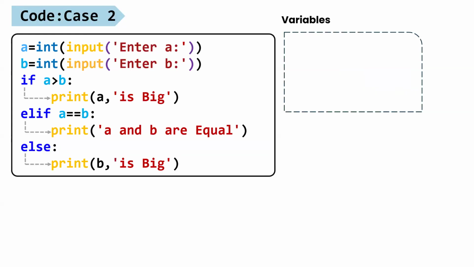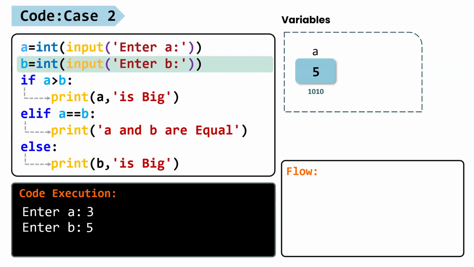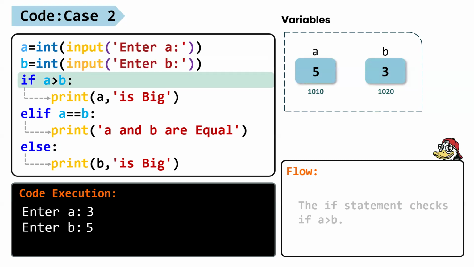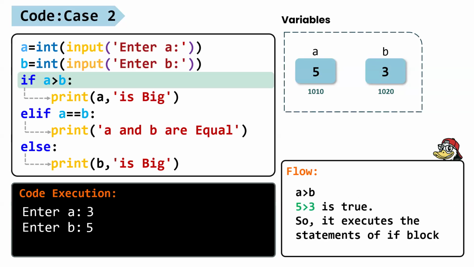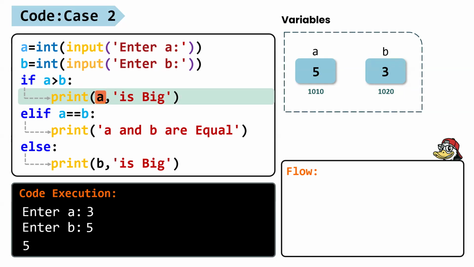Okay, let's understand the code a little bit better. Same code we have, and first we are going to take a value. A value this time, I'll take it as 5. B value, I'll take it as 3. So 5 greater than 3. Is it true or false? Yes, that is true. The condition is true. So the if block will be executed, and we will get that A value, 5, is big printed.